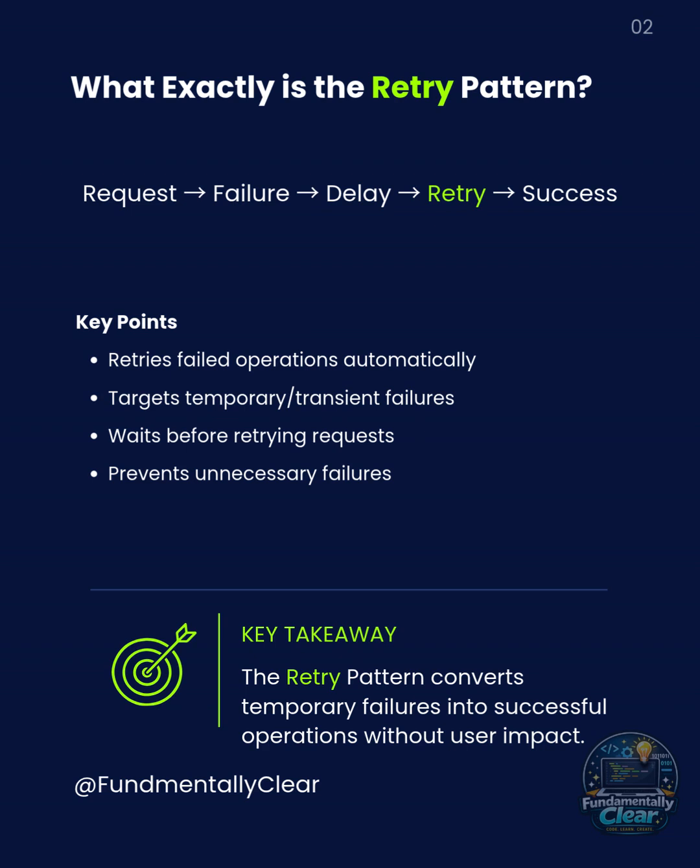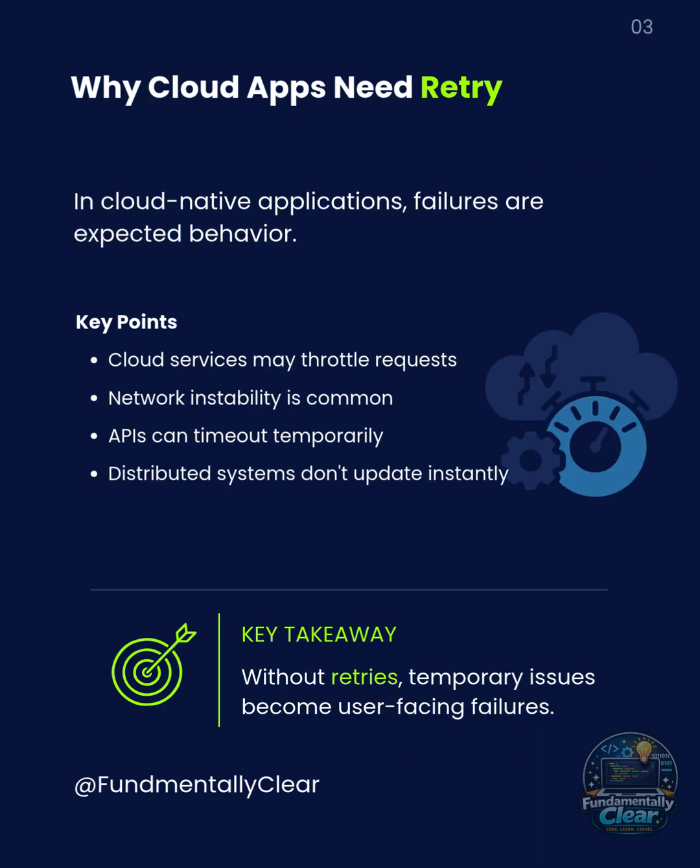Here's something most developers don't accept early enough. In cloud-native applications, failures are expected behavior. This isn't your on-premise server sitting quietly in a rack. Cloud services throttle requests, networks blip, API timeouts happen, distributed systems don't update instantly. These aren't bugs in your code, they're realities of the cloud. The question isn't will failures happen, it's what does your app do when they do?